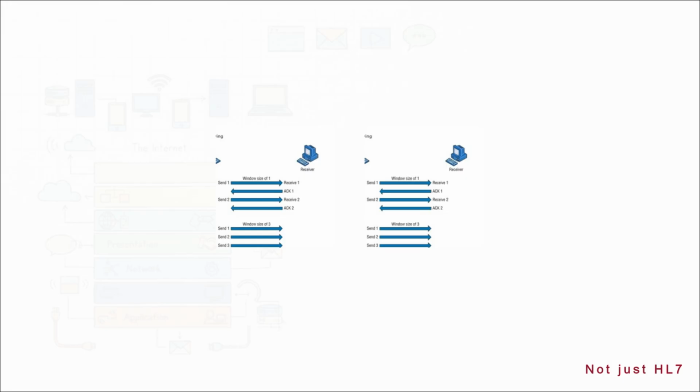Now look at the bottom. With a window size of 3, the sender can fire off 3 full segments, one after the other, before it has to pause for an acknowledgement. This creates a much smoother, continuous pipeline of data, and it dramatically speeds up the whole transfer.